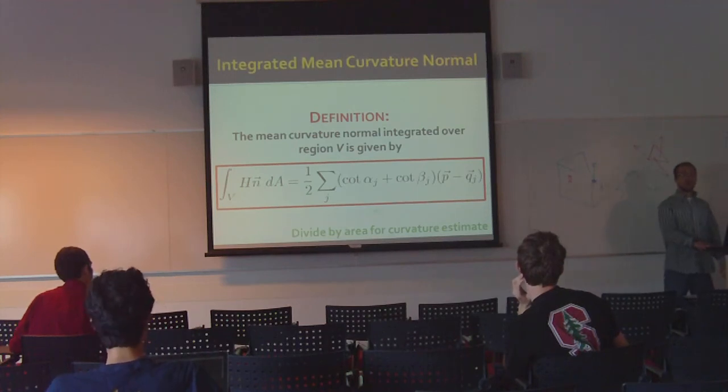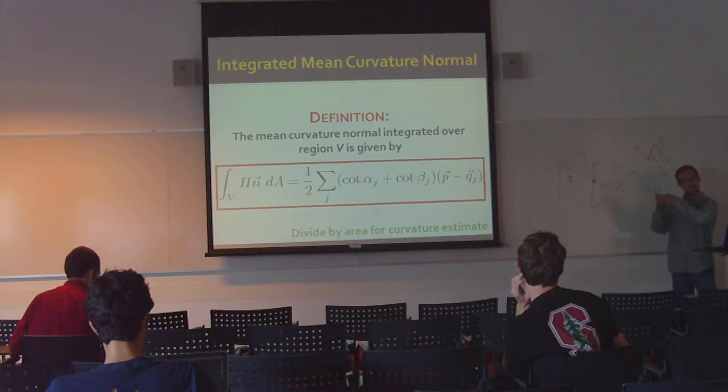Is it more or less stable than the least squares paper? I would argue it's probably less stable. You're computing all these little interior angles, and they have no knowledge of anything farther away in the mesh, nothing.